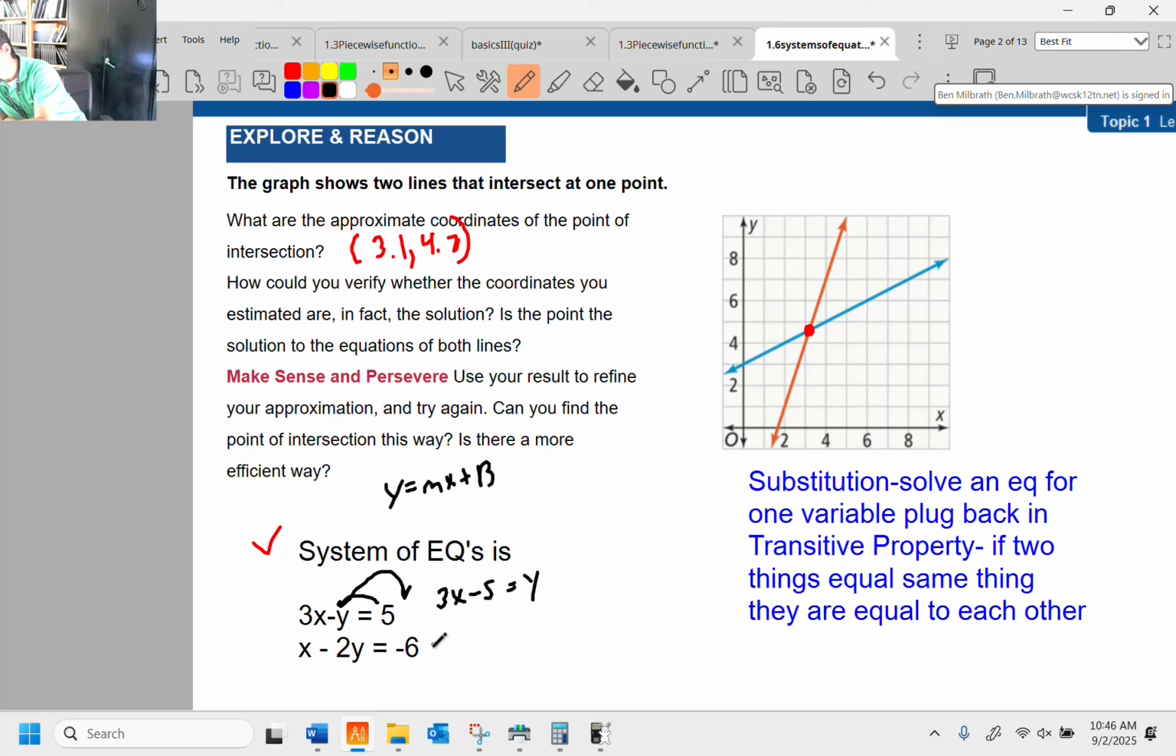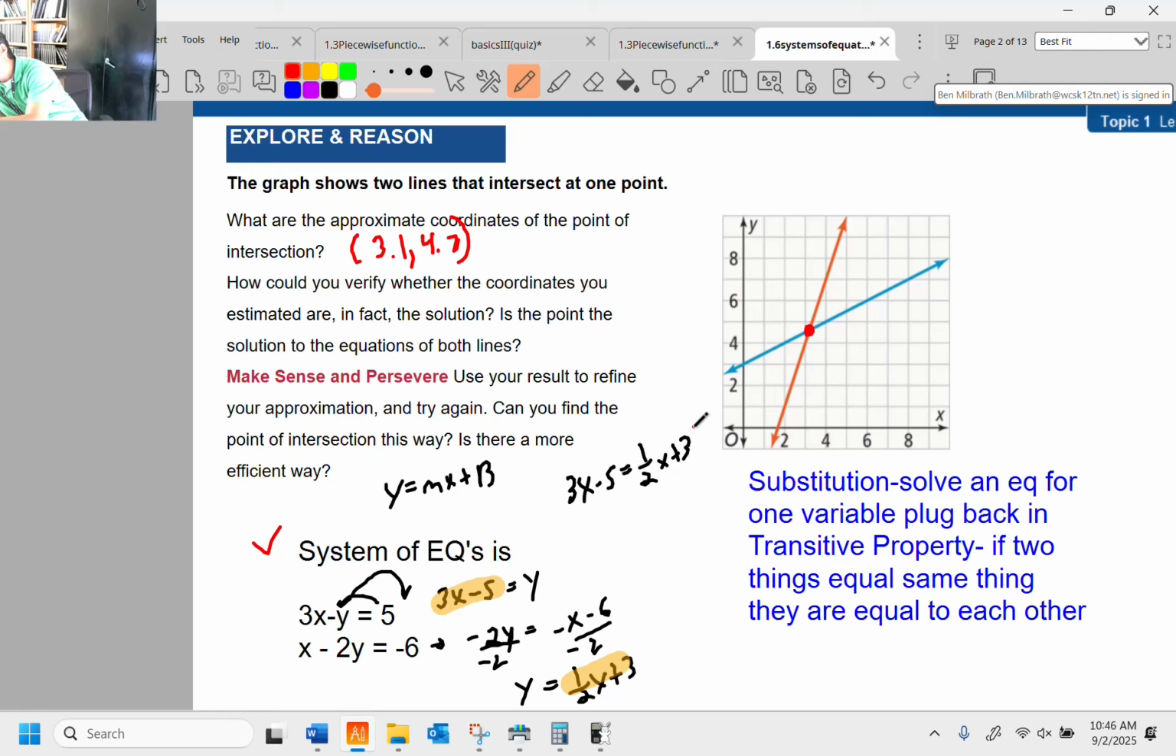I'll probably do it more proper. Negative 2y equal to negative x minus 6. Divide out the negative 2, and that would give me that y is 1/2 x plus 3. Now you'll notice that this piece and this piece both equal y, and that's the definition of the transitive property. If two things equal the same thing, then they are equal to each other. So we're going to set 3x minus 5 equal to 1/2 of x plus 3.